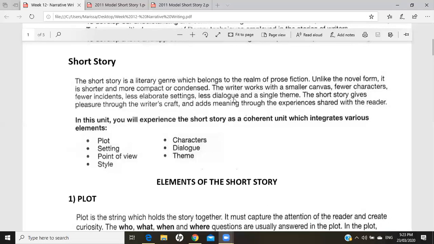So you'll have less dialogue and a single theme. So we'll be exploring theme, and the theme is like the central idea of whatever the story is about, right? So the story gives pleasure through the writer's craft and adds meaning through the experiences shared with the reader.